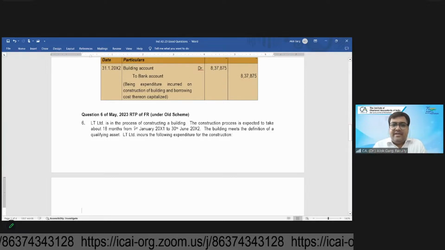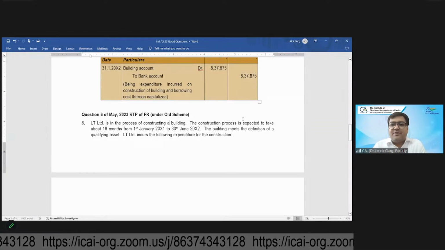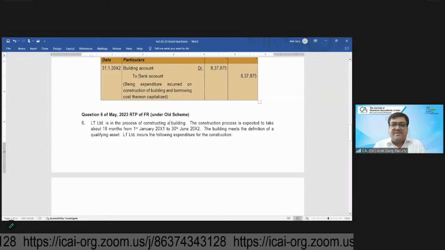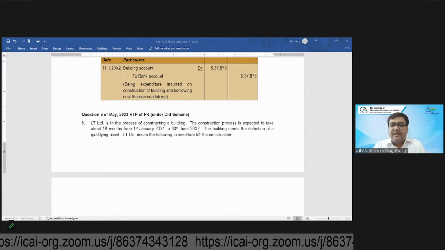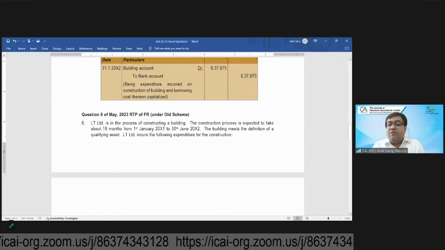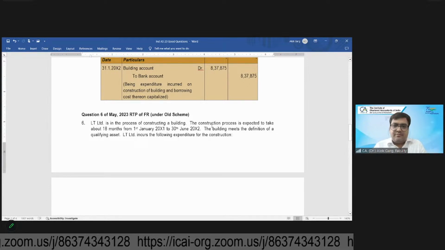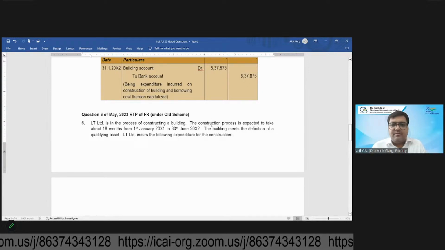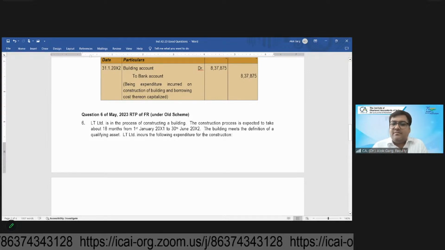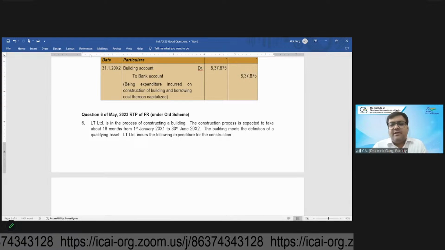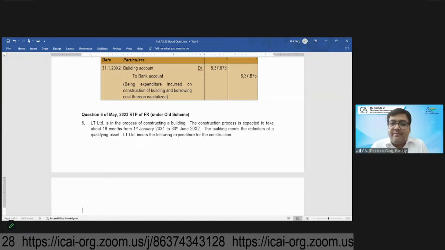LT Limited is in the process of constructing a building. The construction process is expected to take about 18 months, which means a substantial period of time, from 1st January 20x1 to 30th June 20x2. The building meets the definition of a qualifying asset. This has been given in the question, but even if the question was silent, this is a substantial period of time.